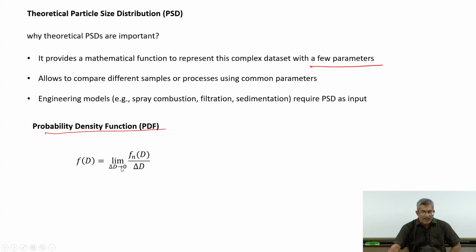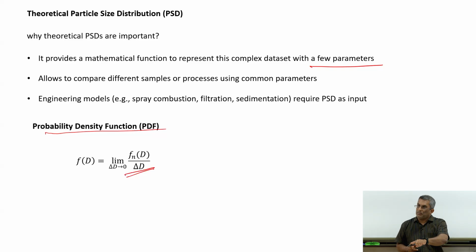But here we are considering the limit where the bin size approaches 0. So just assume that you have a large number of experimental data such that you can reduce the bin size, and even then you have enough number of particles. And imagine you go on reducing the bin size and make it 0. 0 means you have one value. So then what you obtain through this ratio is called probability density function. So that is the difference. It is not the same as the probability.